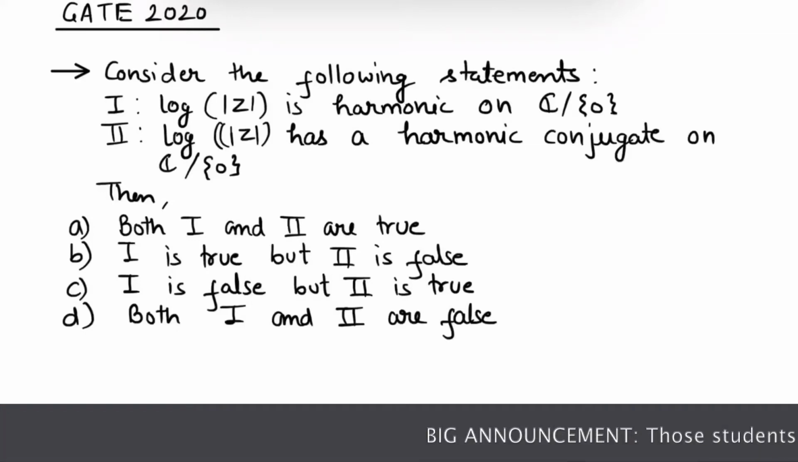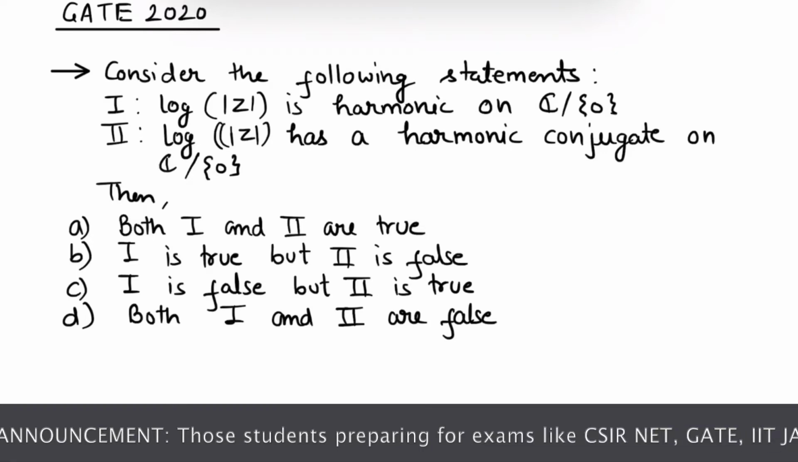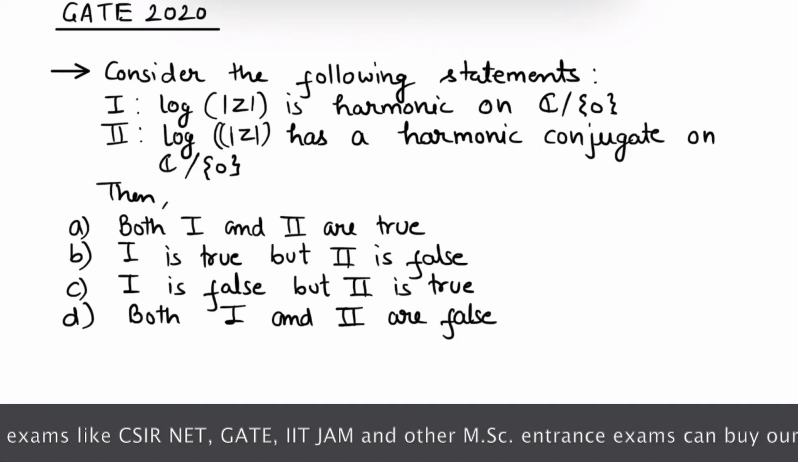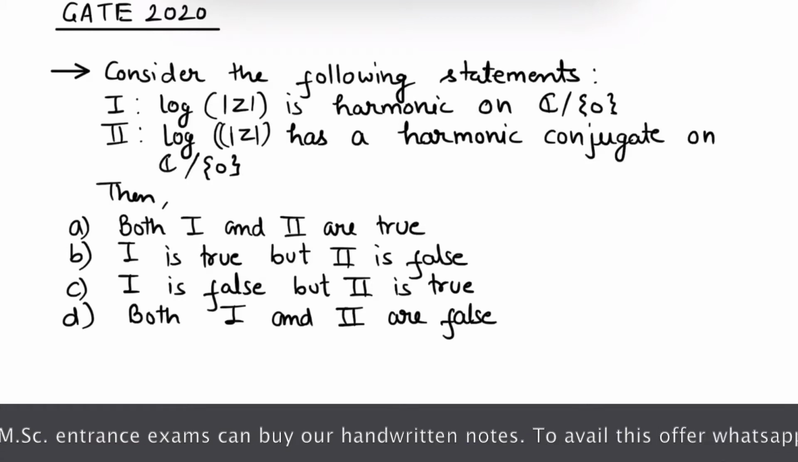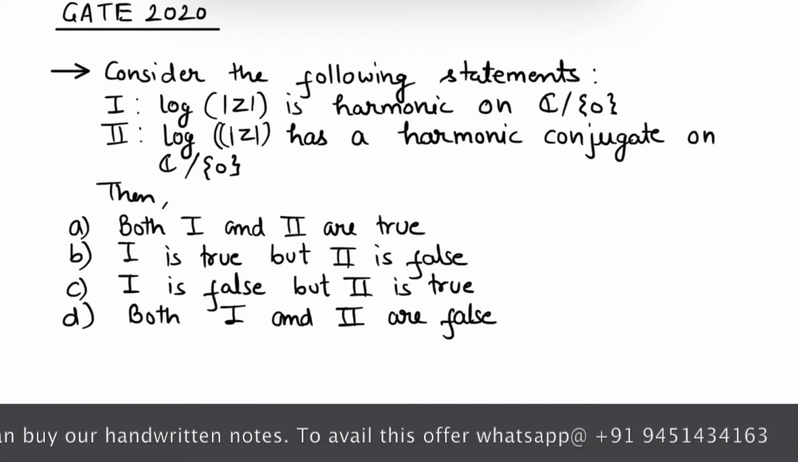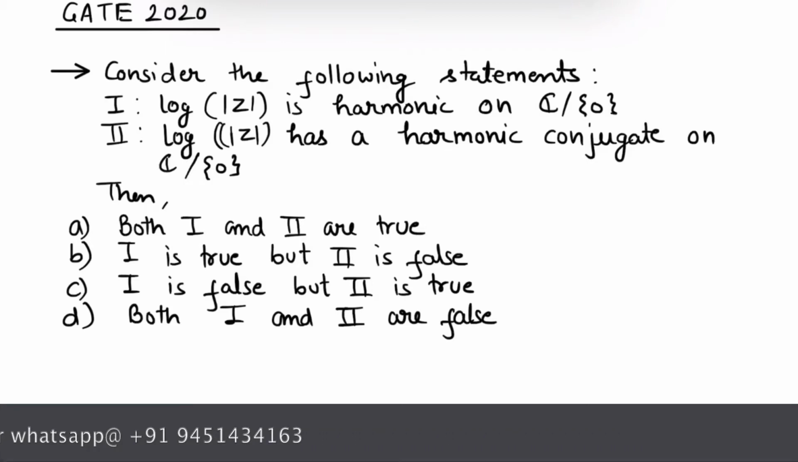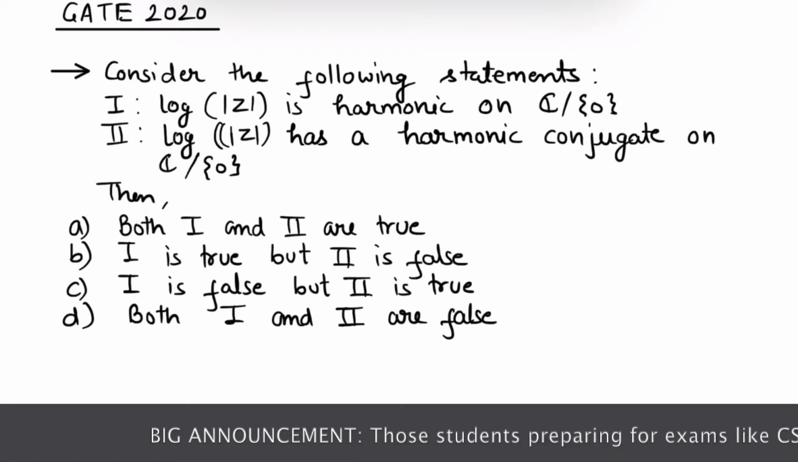Today we will solve some problems based on the concept of harmonic function and harmonic conjugate. So let's start today's first question, which appeared in the GATE exam 2020. In this question we are given two statements. In the first statement we have to check whether the function log modulus of z is harmonic or not, and in the second statement we have to check whether this function has a harmonic conjugate or not. Now let's verify which statement is correct.